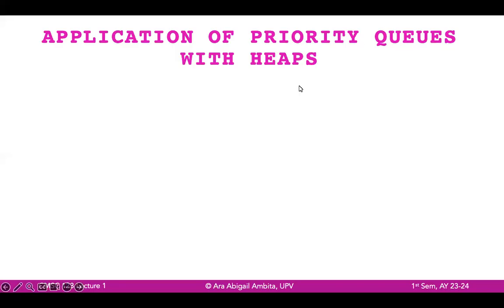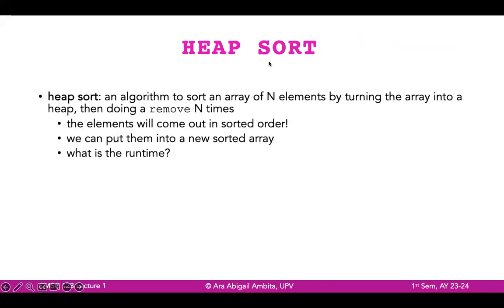In this video, I am going to discuss one application of priority queues with heaps. And one of these is heap sort, an algorithm to sort an array of n elements by turning the array into a heap, then doing a remove operation n times. So essentially, the elements will come out in sorted order.